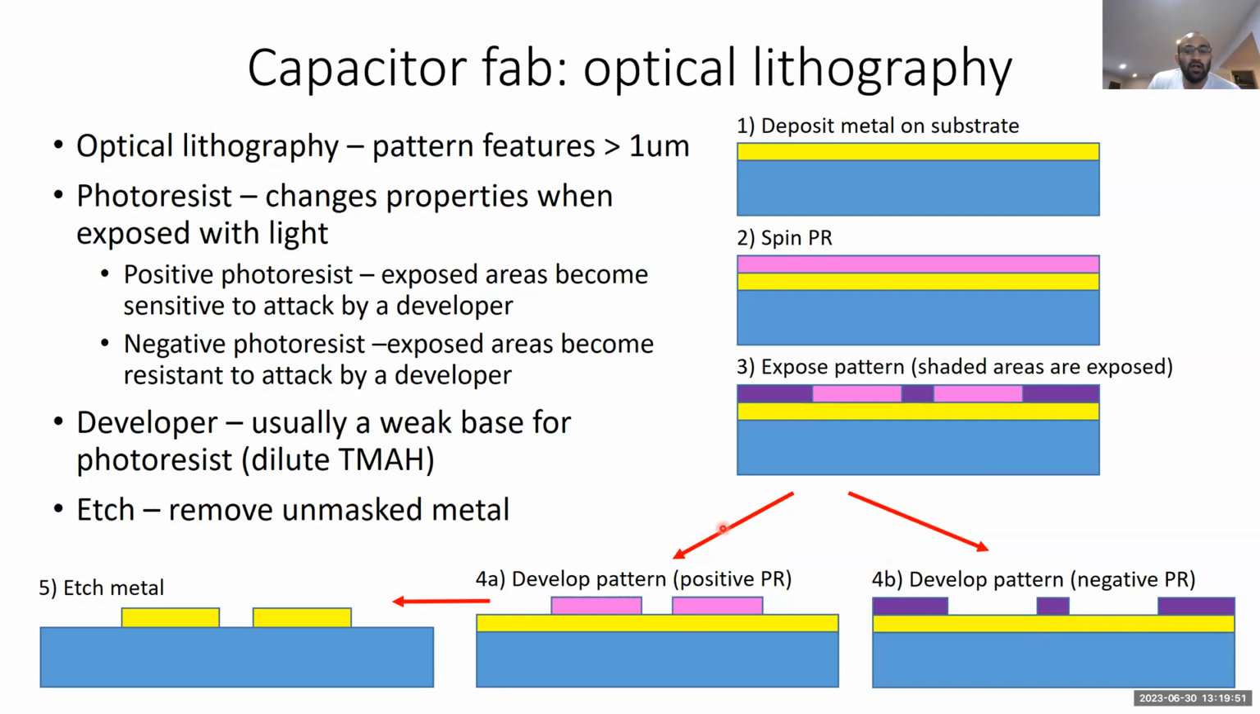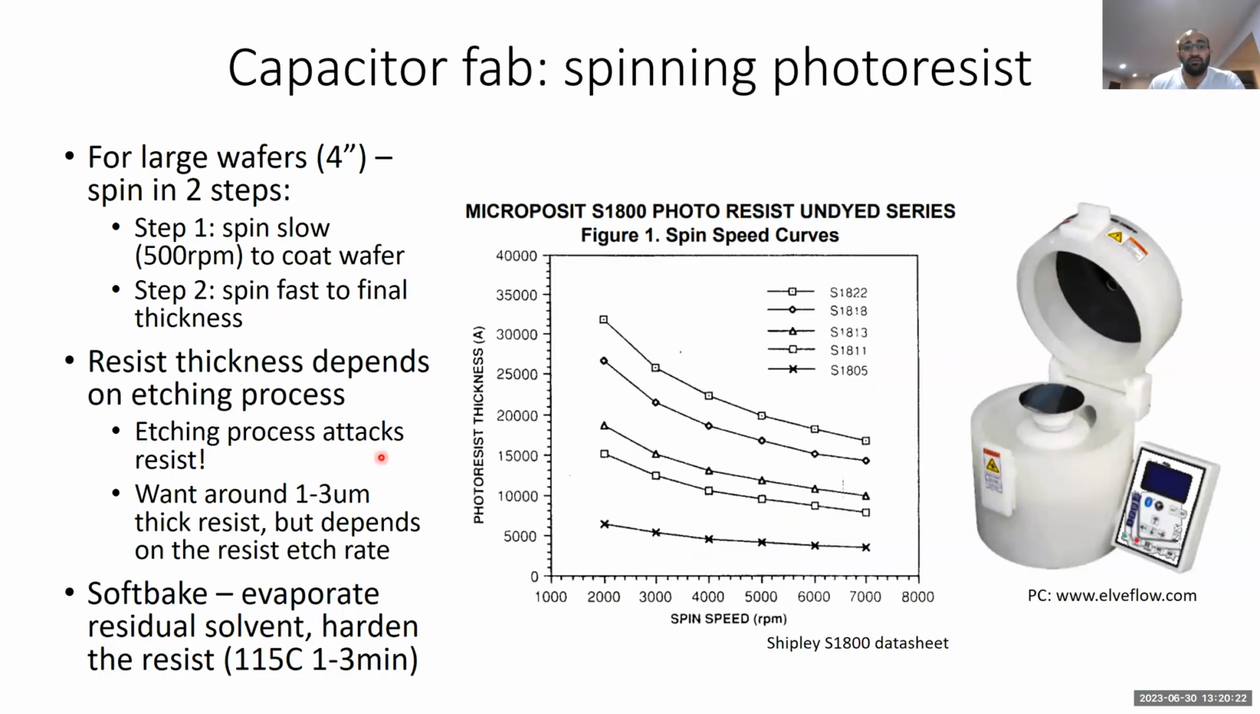So usually the developer that we use is in the form of a solvent or a weak base. For the resist that we use at Yale, our developer is TMAH, or tetramethyl ammonium hydroxide, that comes in a diluted form called MF319, which is really just a solution that's around 2.2% TMAH. And then once we've developed, we can etch the unmasked metal away, leaving our desired pattern. Okay, so let's go over some of these steps in detail. Spinning photoresist is done.